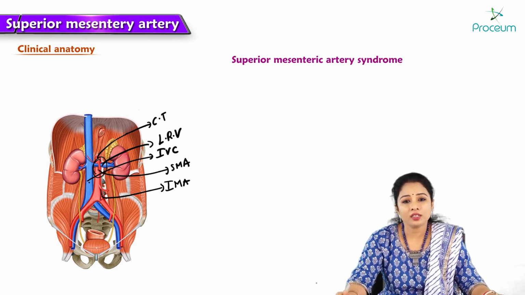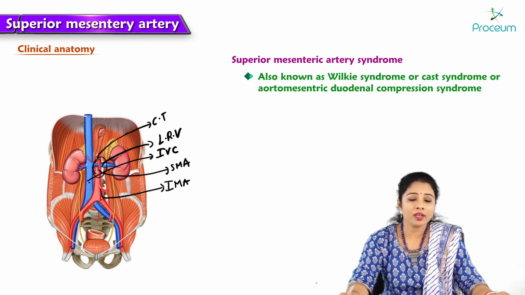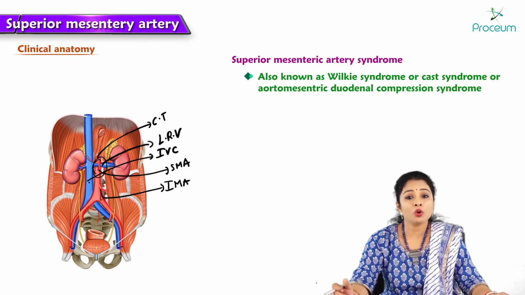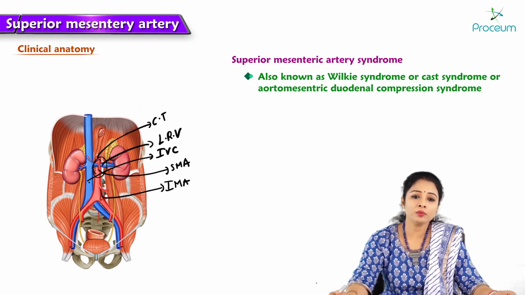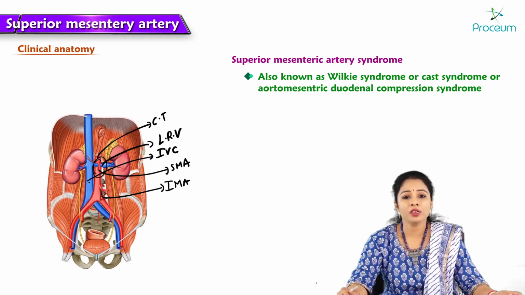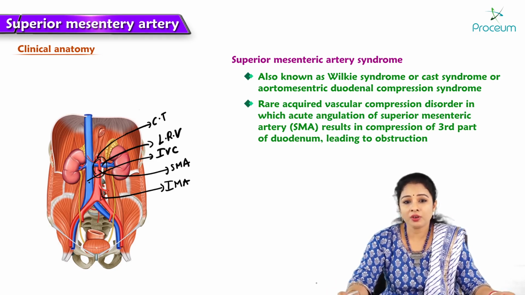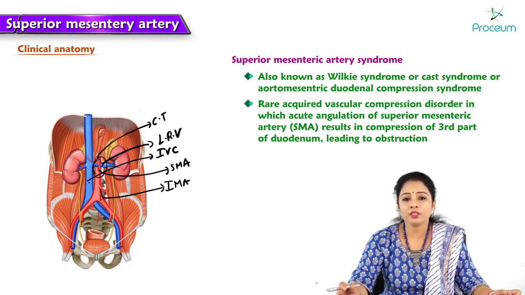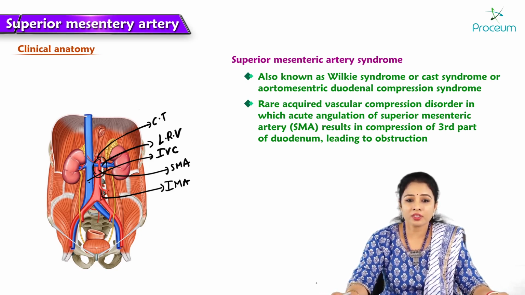Superior mesenteric artery syndrome, otherwise called Wilkie syndrome or cast syndrome, or known as aortomesenteric syndrome or aortomesenteric duodenal compression syndrome. It is a rare acquired vascular compression disorder in which acute angulation of the superior mesenteric artery results in the compression of the third part of the duodenum, leading to its obstruction.